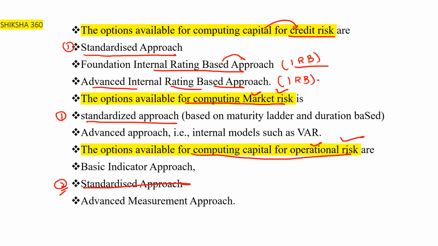Second one is the options available for computing market risk. Here, standardized approach. Under the standardized approach, we have two: first one is based on the maturity ladder, and second one is duration based. And next one is the advanced approach, that is internal models such as VAR.